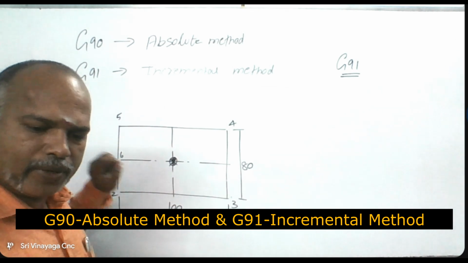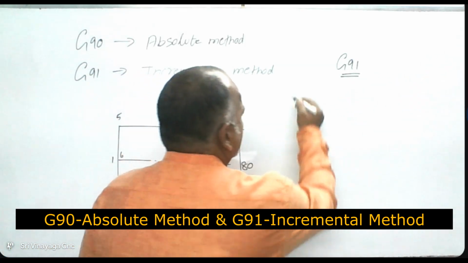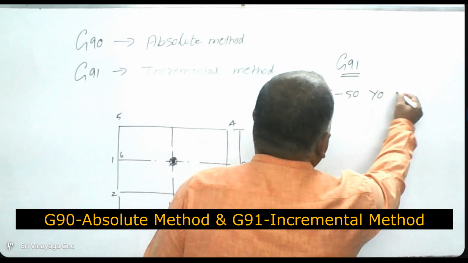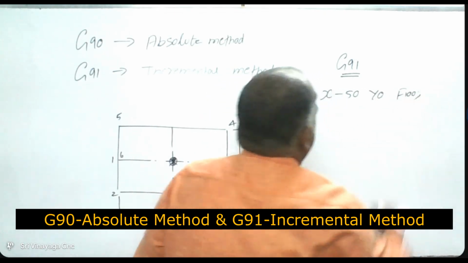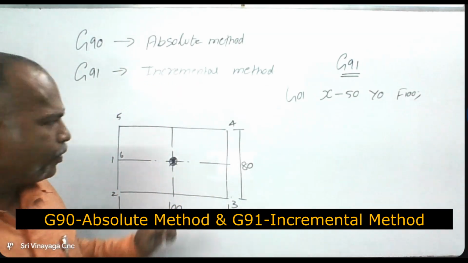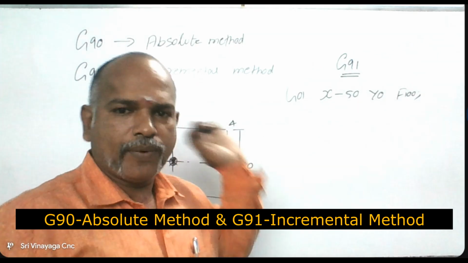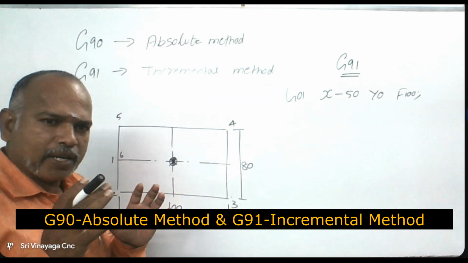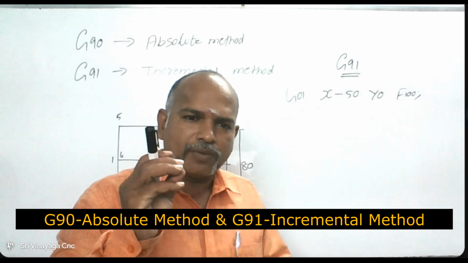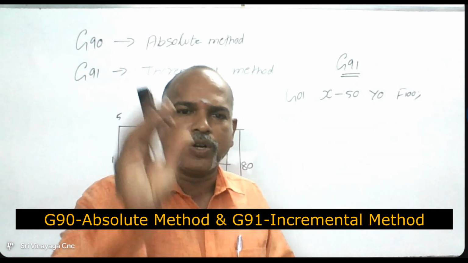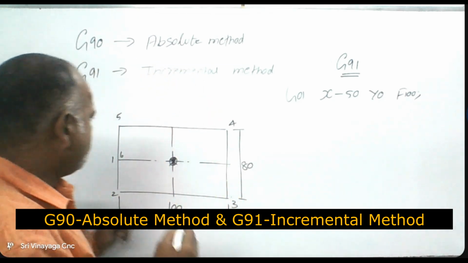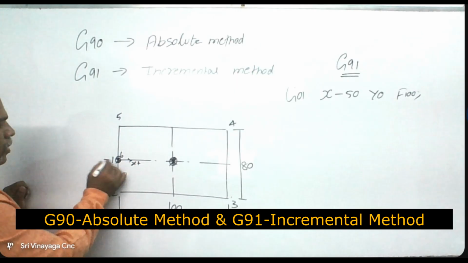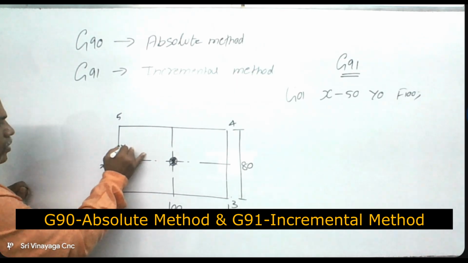Now suppose the first tool is here. If you write the point: minus X 50, Y0, F 100. The first point will be X minus 50, Y0, F 100. Now, where the tool is, that point will be the origin point.